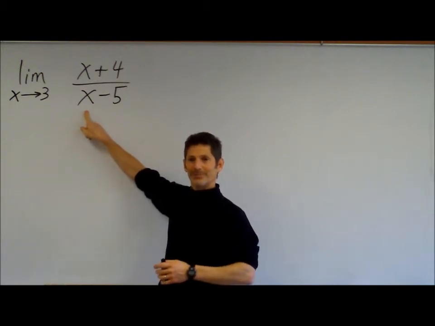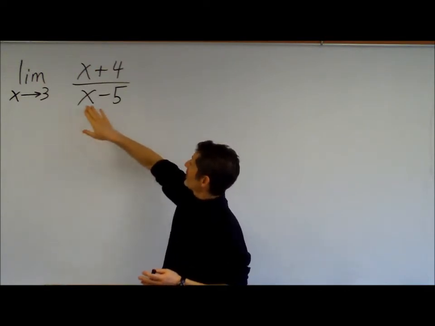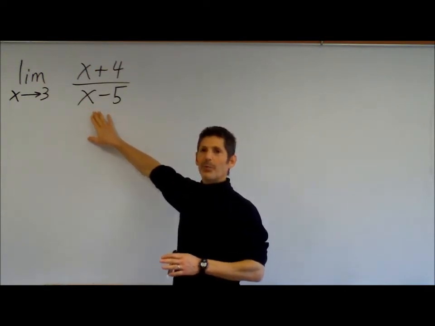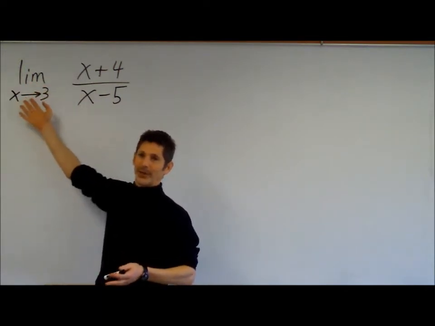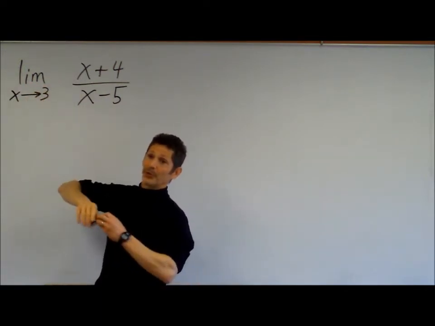What do you think, Ms. Stewart? It's probably an asymptote. Yeah, I think there is an asymptote at x equals 5. I don't have to really worry about that because that's no place even remotely close to where I'm trying to find the limit. I'm just trying to find the limit as x approaches 3.